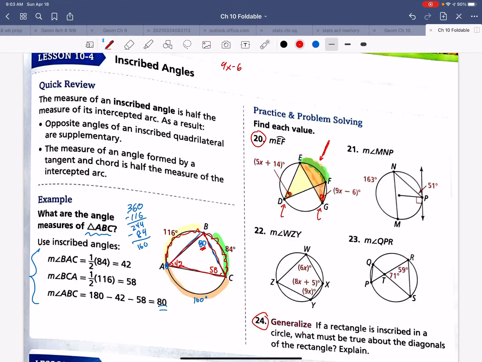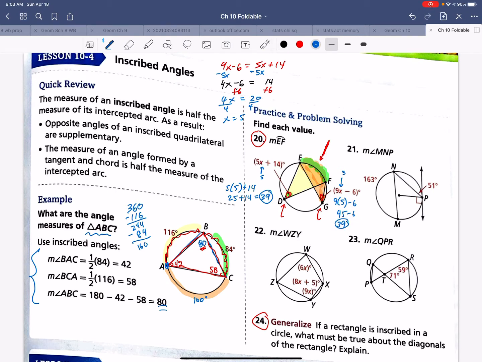So I got 9x minus 6 has to equal 5x plus 14. So we subtract 5x on both sides, and then add 6 on both sides. And then divide by 4, and we get 5. X is 5, so plugging 5 in for x: 5 times 5 plus 14, I get 39. And let's plug in 5 here: 9 times 5 minus 6, 39. And that's what we were hoping for.